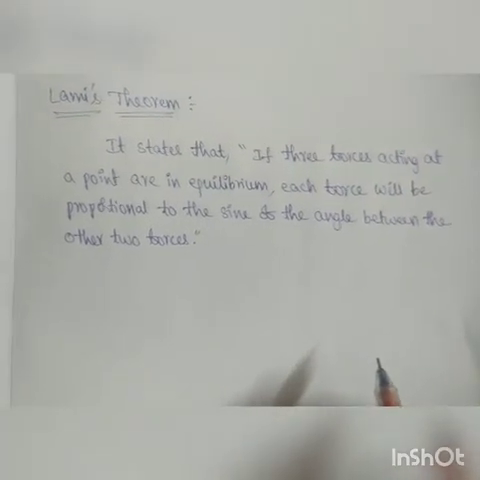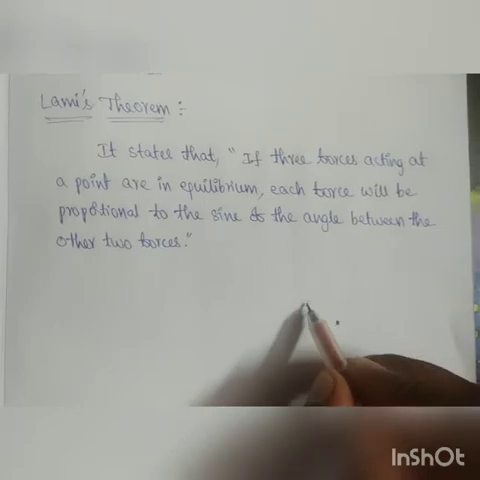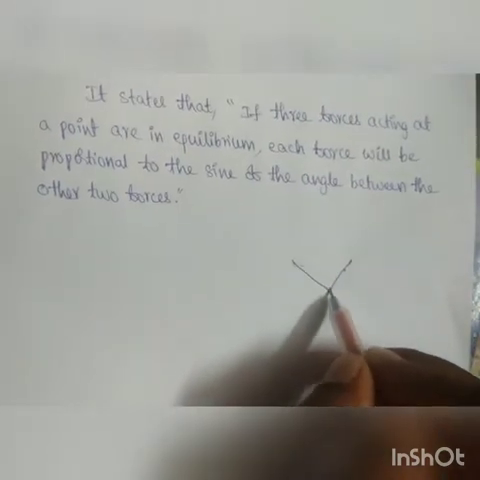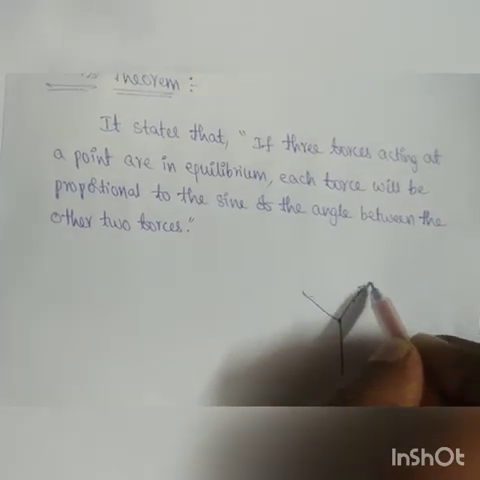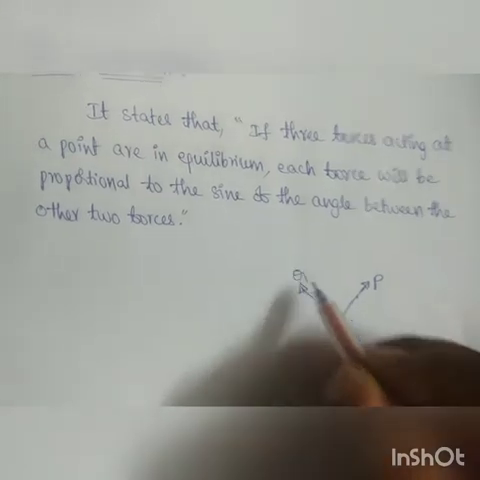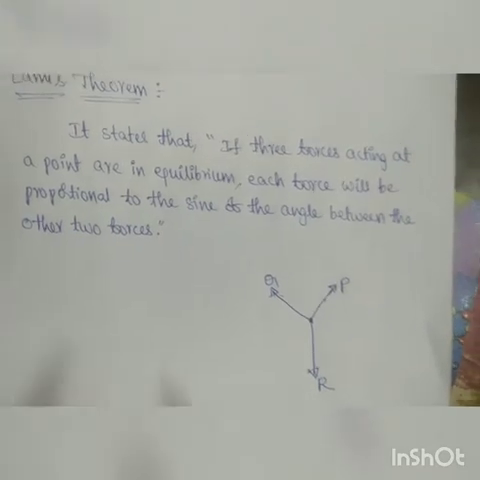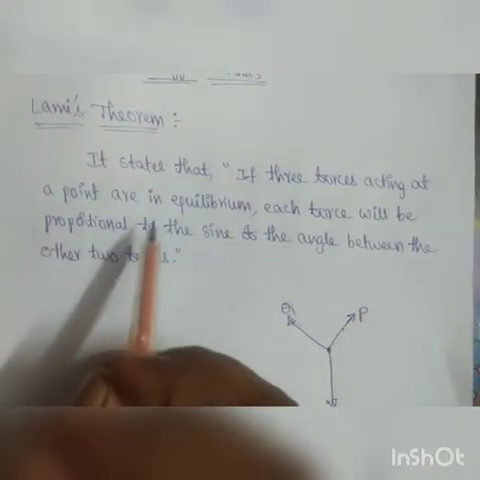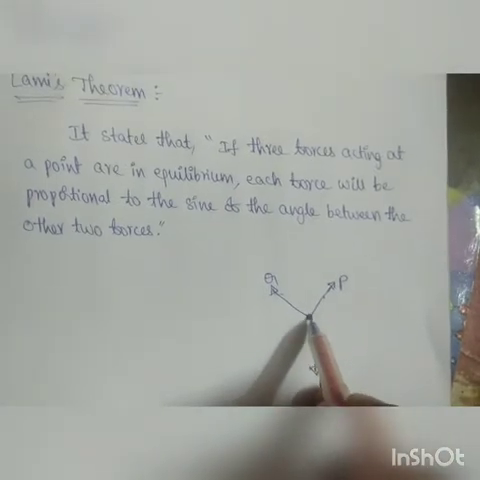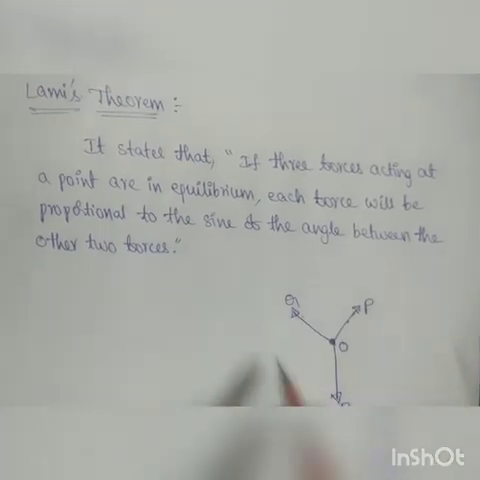What the definition is saying is that from a point three forces are acting, P, Q and R. In the definition itself it is telling that if three forces acting at a point are in equilibrium, the three forces are said to be acting at a point O, in equilibrium.